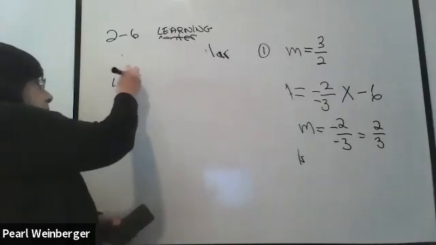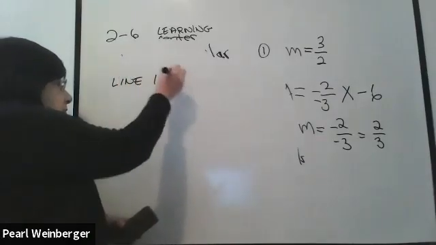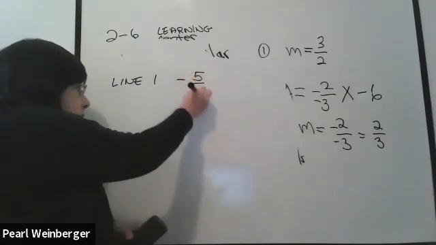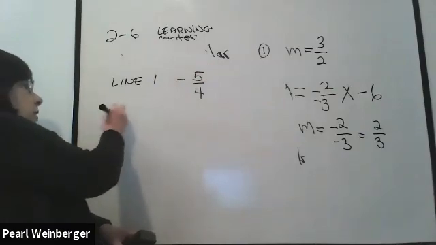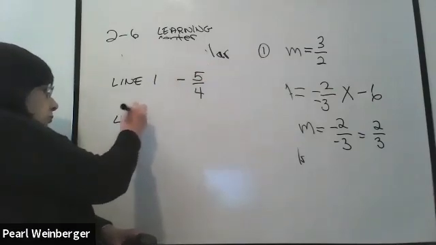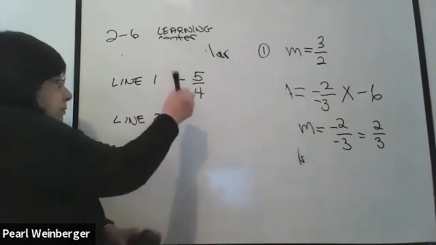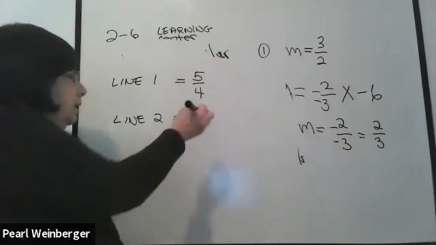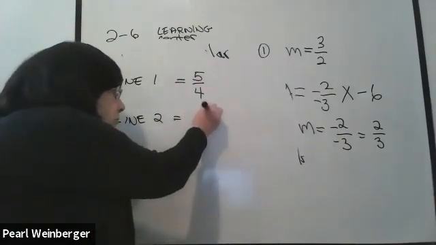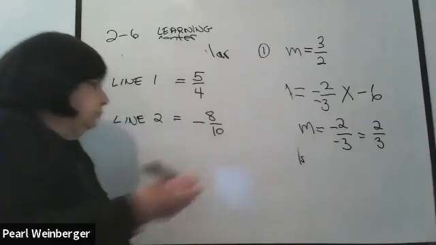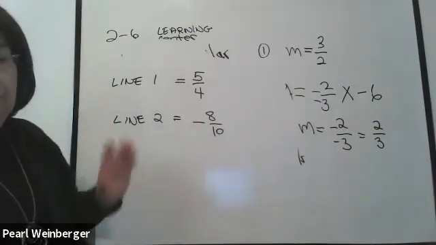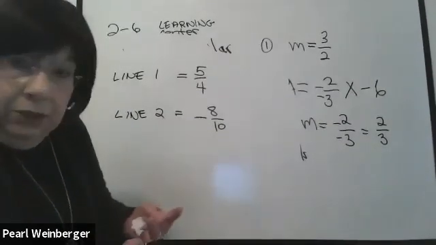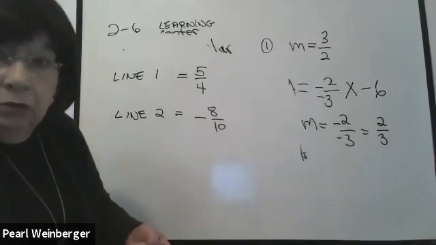So let's say I tell you the slopes of these two lines. The slope of line 1 is 5/4. The slope of line 2 equals -8/10. Okay, that's all I'm telling you about these two lines. And my question is, are the lines parallel, perpendicular, or neither?